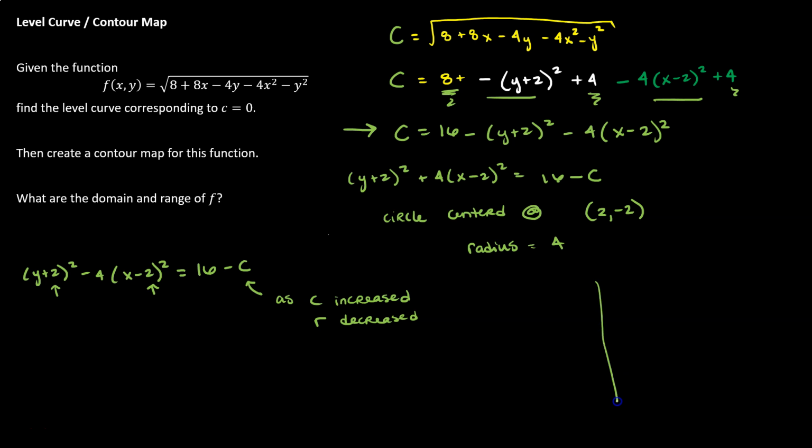So when we go to make our contour map, we're making circles that are centered at x equals 2, y equals negative 2. The largest circle had a radius of 4. And as c got smaller, the circles get smaller. So that would be our contour map.